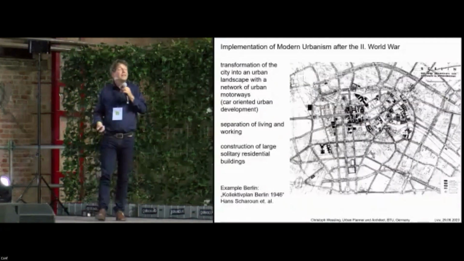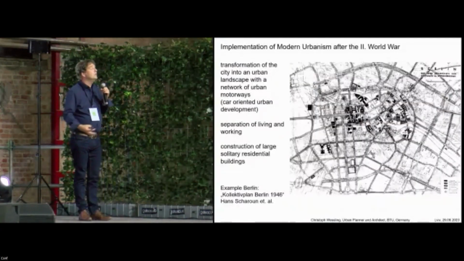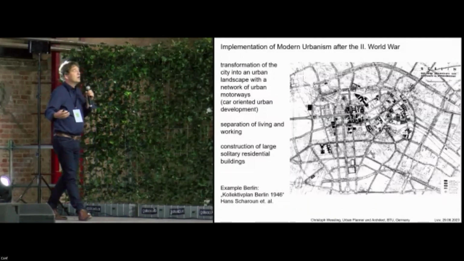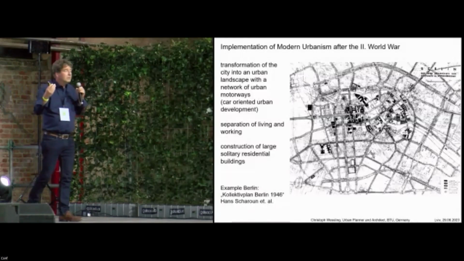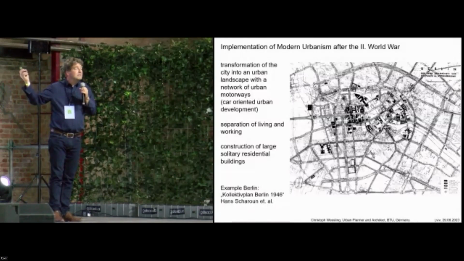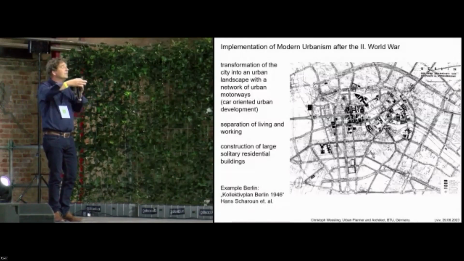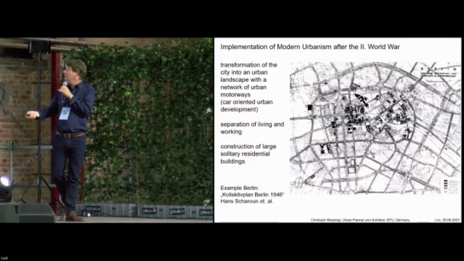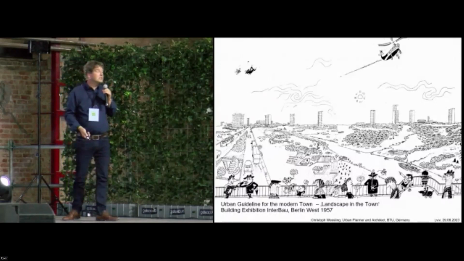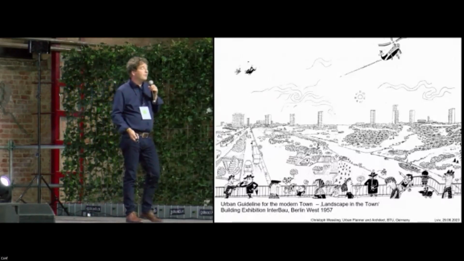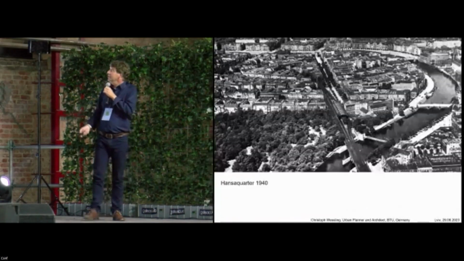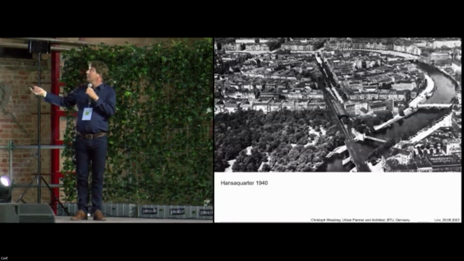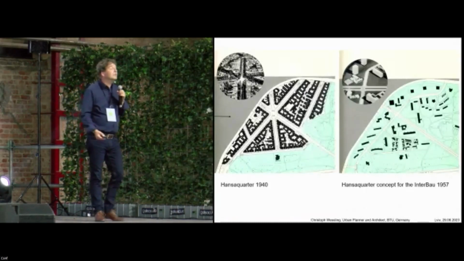And they had an idea to transform also the inner city to a new idea of a city with buildings, just keeping the monuments, and the rest of the city in a more open structure. I will give you an illustration for that. There was the International Building Exhibition in Berlin, 1957, for the Hansa Quarter. And here you can see the Hansa Quarter before the war, and here you see the structure.